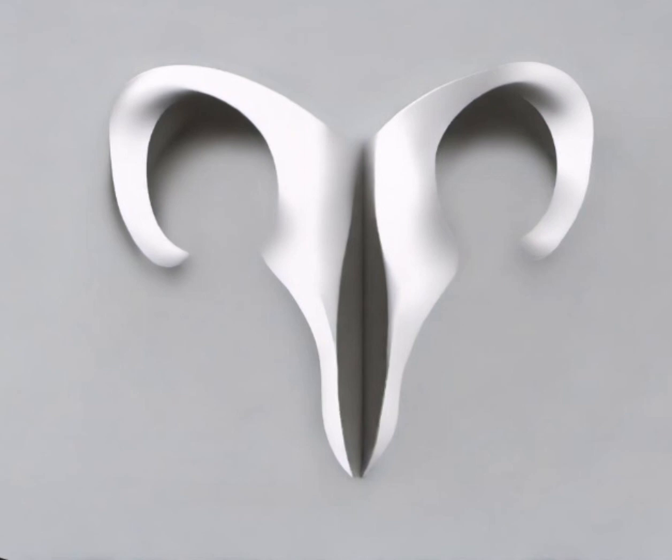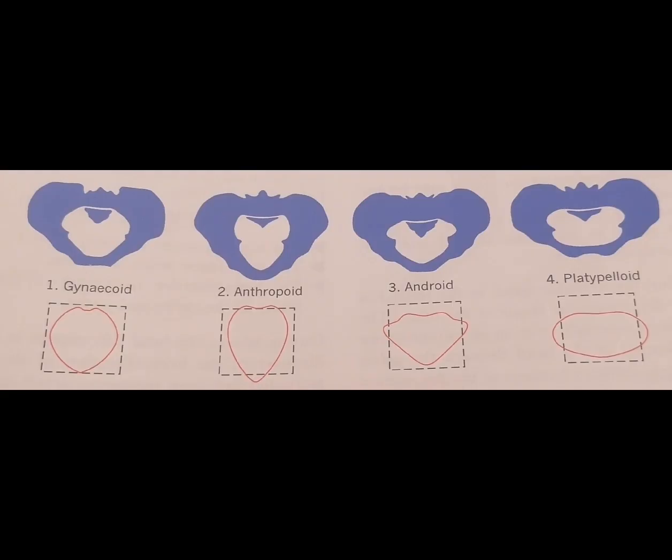The maternal pelvis is adapted to the biomechanics of childbirth. The shape of the pelvis can vary among individuals, and there are different classifications based on pelvic shapes, such as gynecoid, android, anthropoid, and platypelloid. The gynecoid pelvis is considered the most favorable for childbirth.